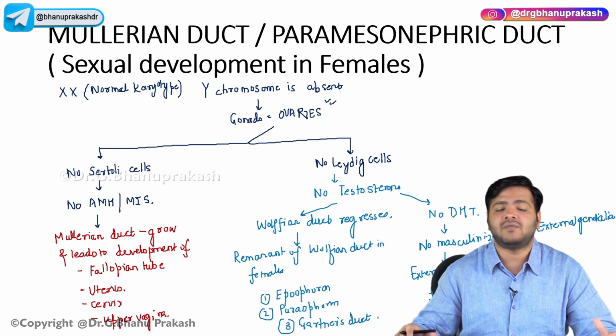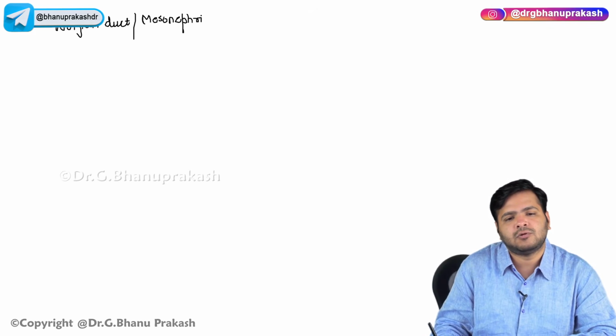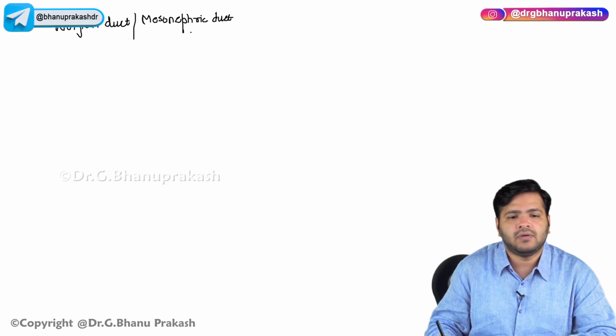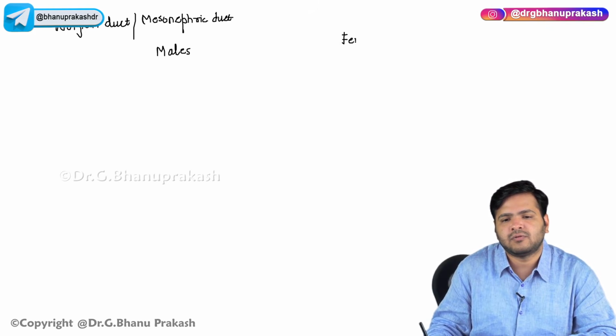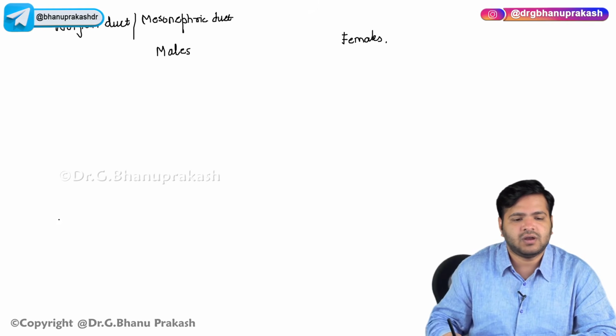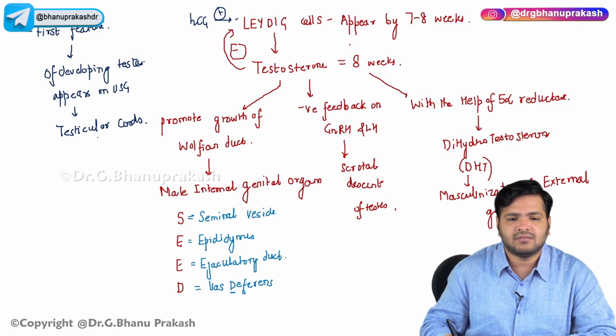So let's make a table and take a summary of what we have discussed. The Wolffian duct, also called the mesonephric duct: in males and in females, what will it lead to? You already know in males, we have already discussed the Wolffian duct.